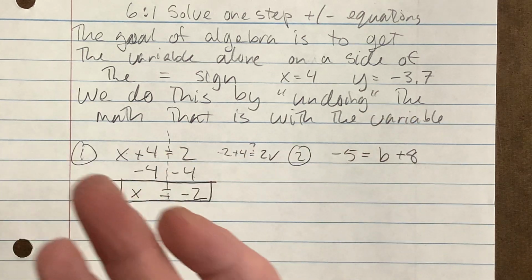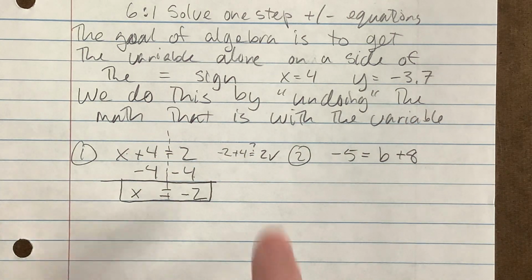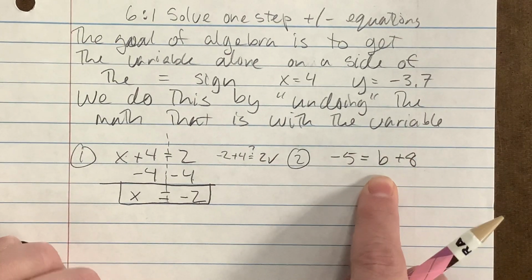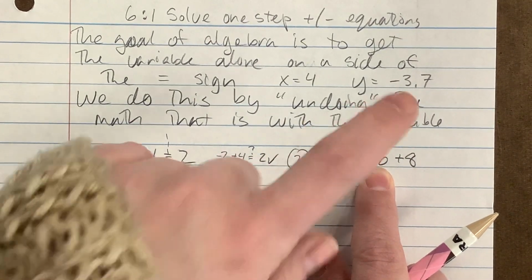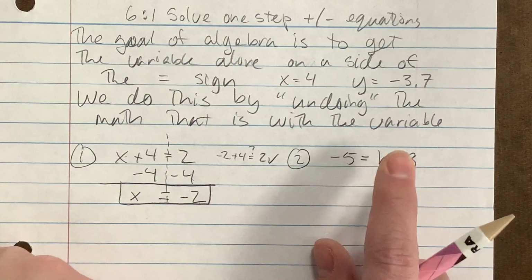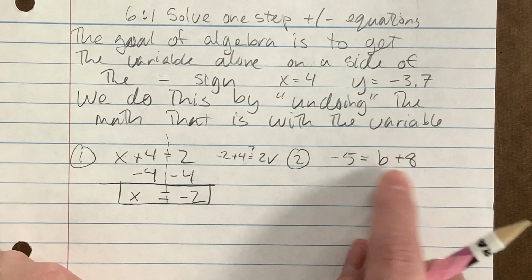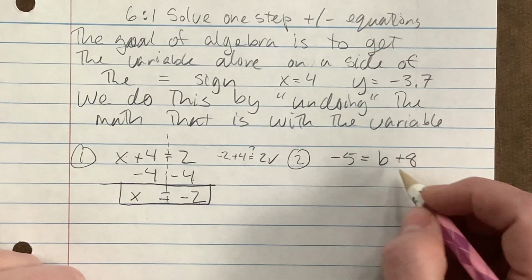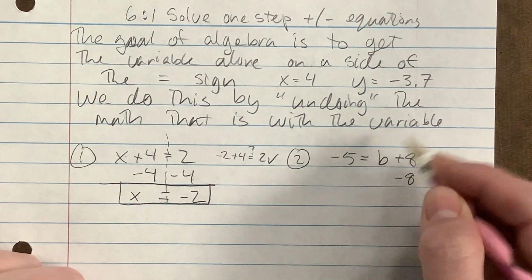You could just flop the whole thing if you really wanted to. Just don't lose your negative. Okay? But we don't have to. We can totally leave the b right there. Our goal, again, is to get it alone on a side. Right now, with the b, we have a plus 8. To get rid of a plus 8, we are going to minus 8 from there.